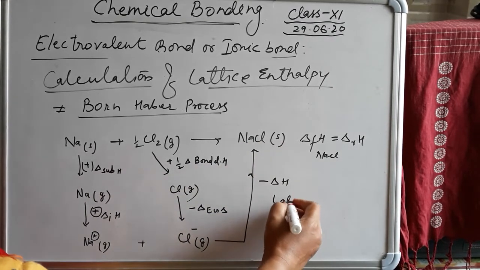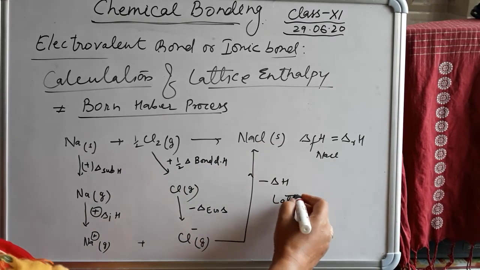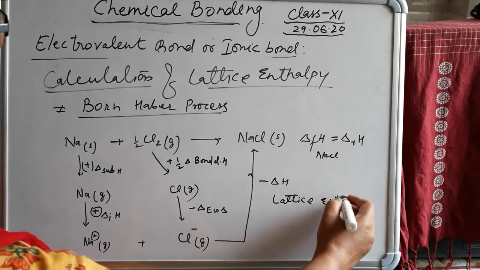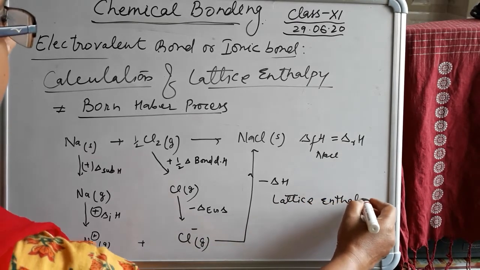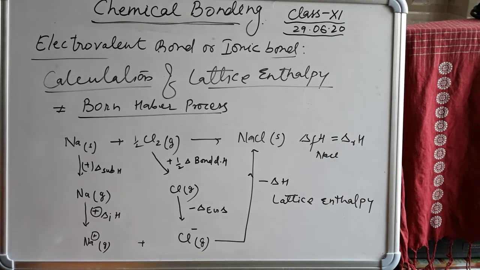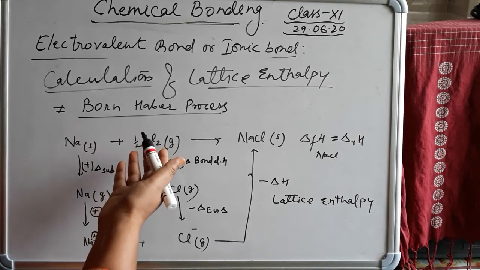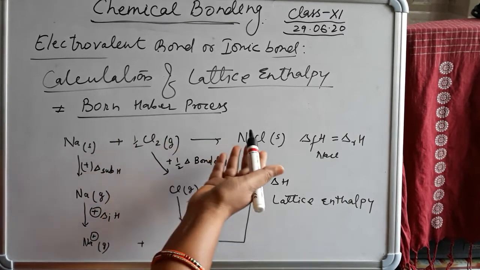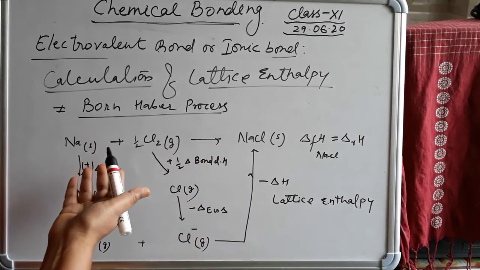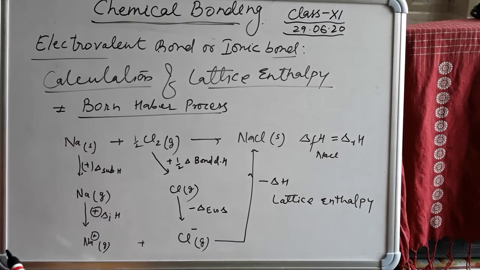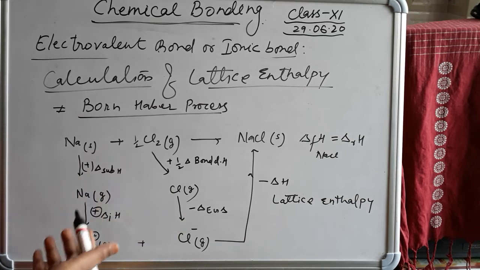It is the energy released during this process. This is known as lattice enthalpy. So this is the simple example for the formation of sodium chloride from sodium with chlorine, and three steps are involved during this formation of the ionic bond and energy release.